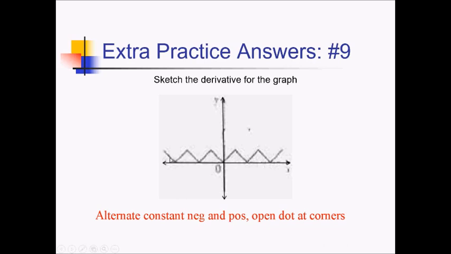So this first one, since we have a negative slope, we're going to have a negative constant function down here to represent that with a derivative. And then we jump to a positive slope, so we'll have a positive constant function up here. And then we're going negative, positive, negative, positive, and then it just keeps going back and forth here. Just keep switching. And that's what our derivative should look like.